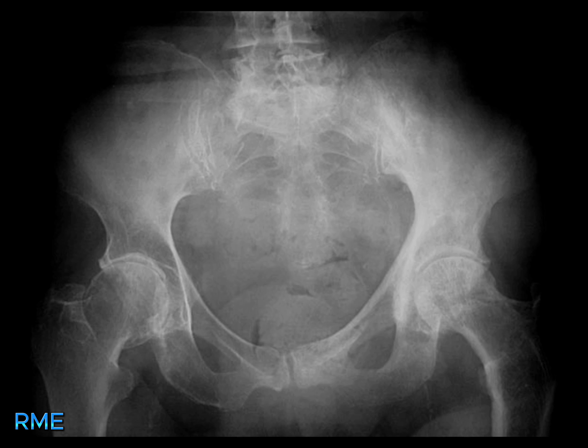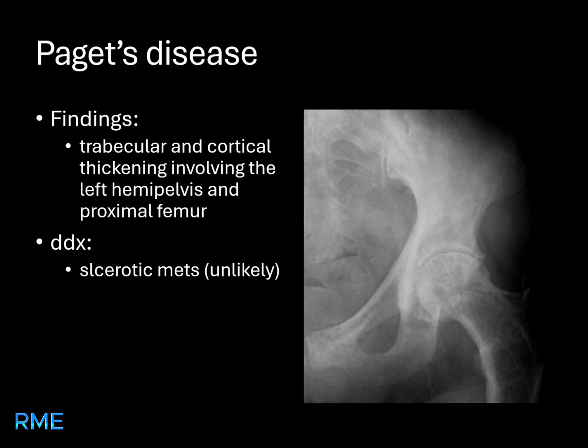Differential diagnoses include sclerotic metastases, but this is less likely given the pattern of thickened trabecular cortex. To further evaluate, I would recommend a bone scan to assess the extent of the disease. Management involves bisphosphonates to control disease activity and monitoring for complications such as fractures or sarcomatous transformation.